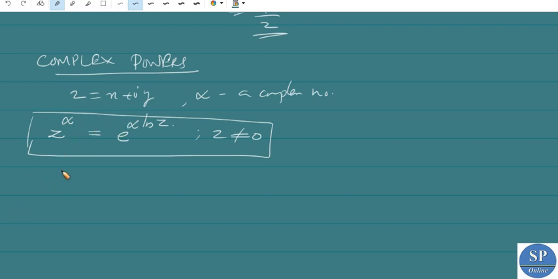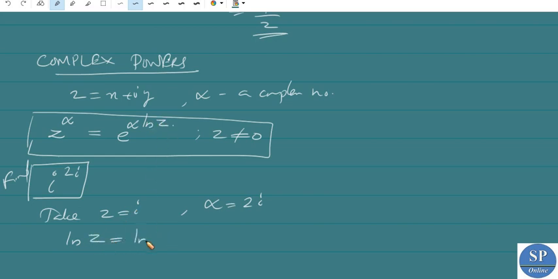Okay, for example, find the value of i power 2i. If we need to find the value of i power 2i, so comparing, we can take z as i and alpha as 2i, right? So z is equal to i implies we need to find the ln of z first. So ln of z is equal to ln of i. Ln of i is log of mod i plus i into argument of i. Argument of i is pi by 2.